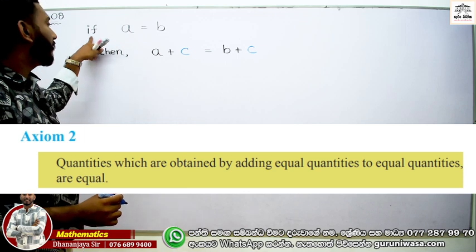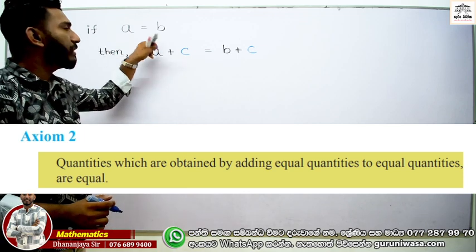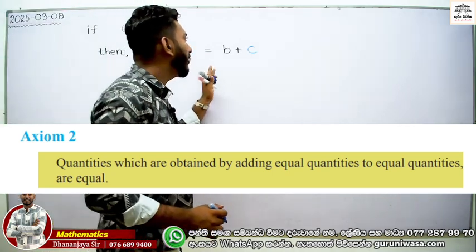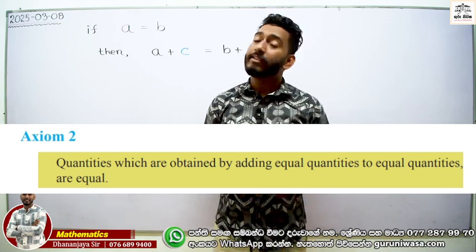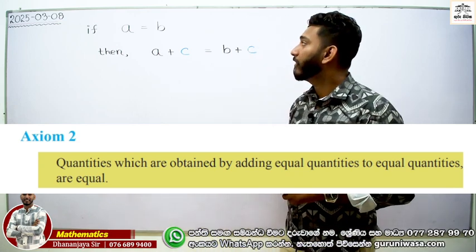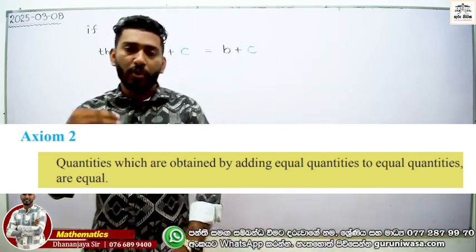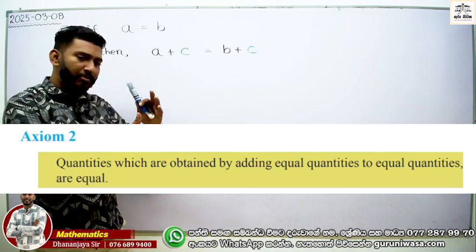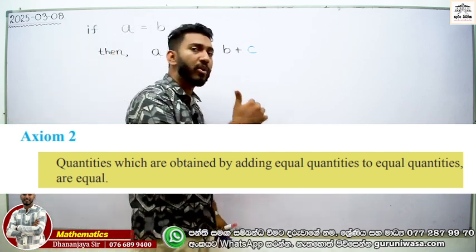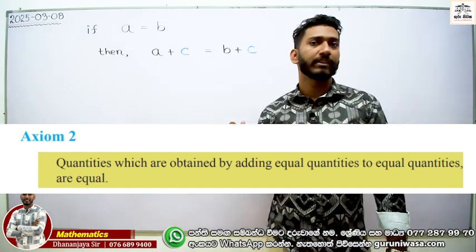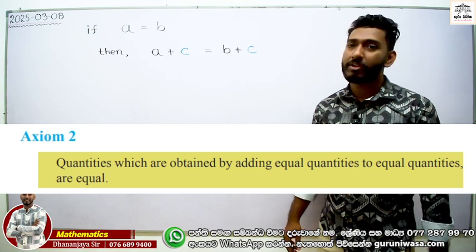If A equals B, then A plus C always equals B plus C. This is axiom number two, right? Quantities which are obtained by adding equal quantities to equal quantities are equal. That is axiom number two.